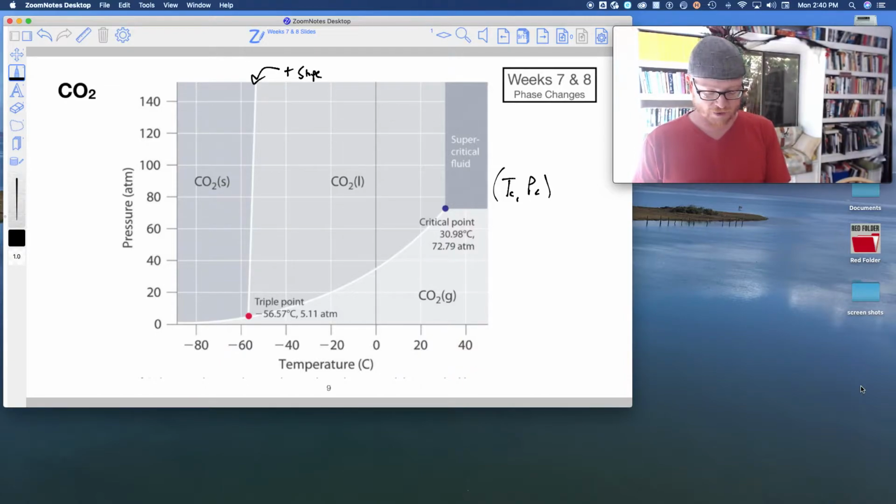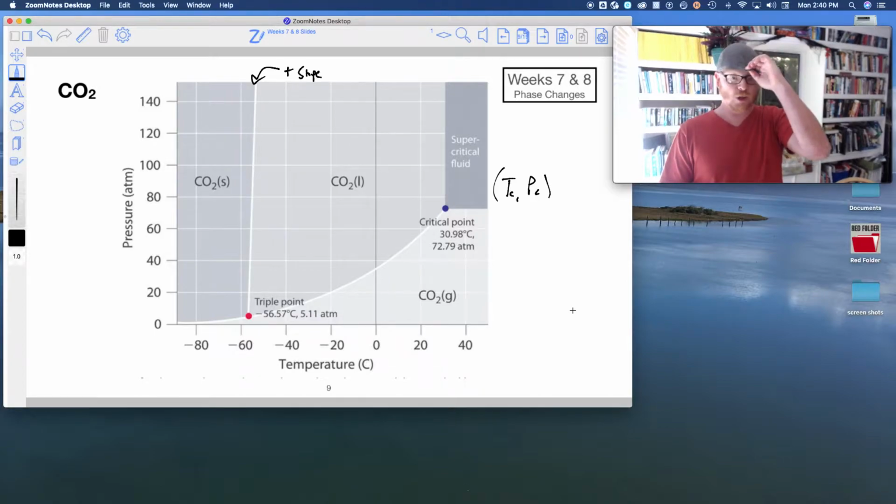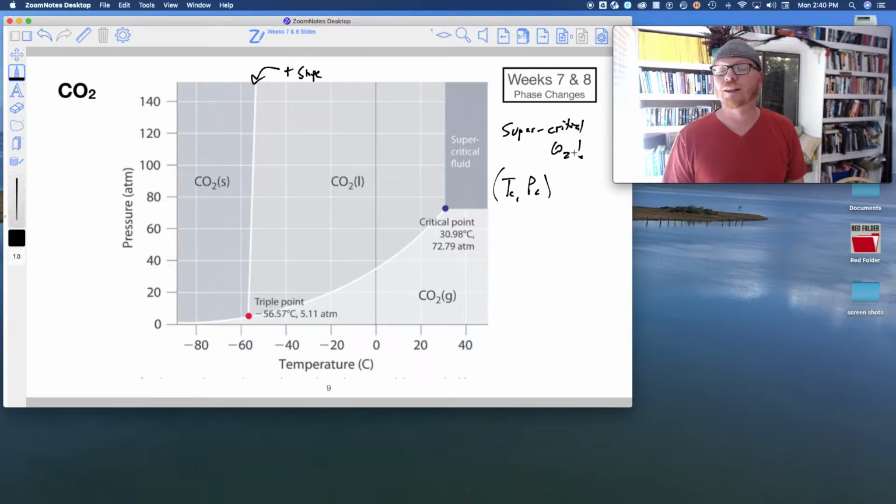So quick math, 73 atmospheres is about 1,000 pounds per square inch. When you buy a cylinder of carbon dioxide, they're often filled with 2,000 pounds per square inch. Okay, so getting the critical point and thus creating supercritical CO2 is pretty convenient. And there are a lot of amazing things you can do with supercritical CO2.